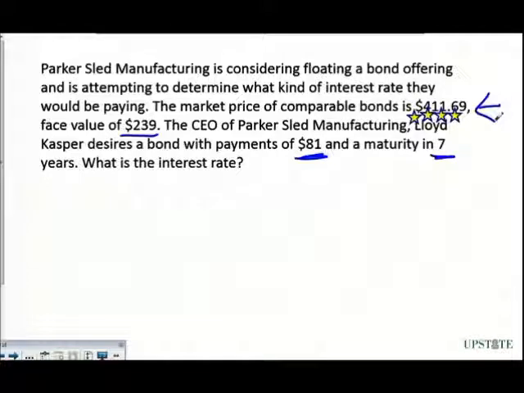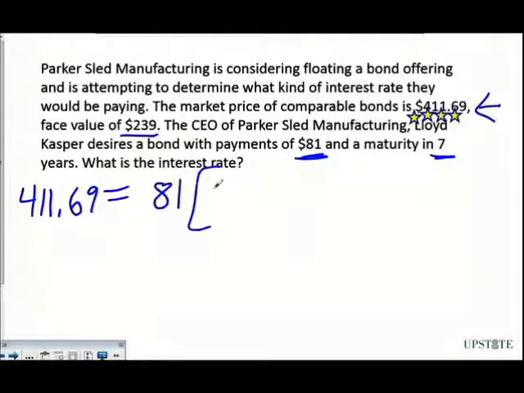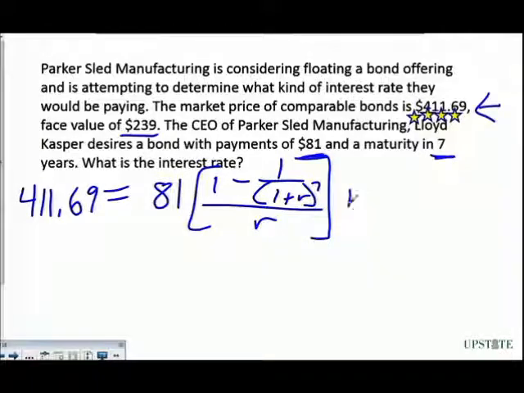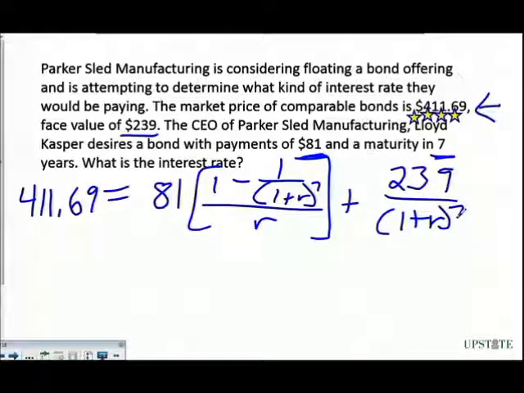So when we put this in, right, we set this up in our equation here, the $411.69. That's going to be equal to the amount of our payments, right, multiplied by the 1 minus 1 over 1 plus r raised to the 7th power, okay, and that is divided by r, plus the face value, the 239, divided by 1 plus r to the 7th. Okay. Now, this is not an easy thing for us to solve for the r, but we can just throw this into our calculator. Okay.